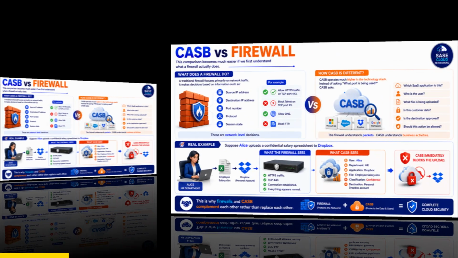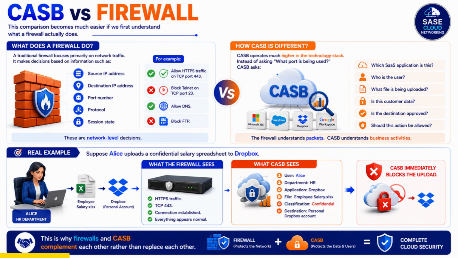Now let's compare that with CASB. CASB operates much higher in the technology stack. Instead of asking, what port is being used? CASB asks, which SaaS application is this? Who is the user? What file is being uploaded? Is this customer data? Is the destination approved? Should this action be allowed? The firewall understands packets. CASB understands business activities.